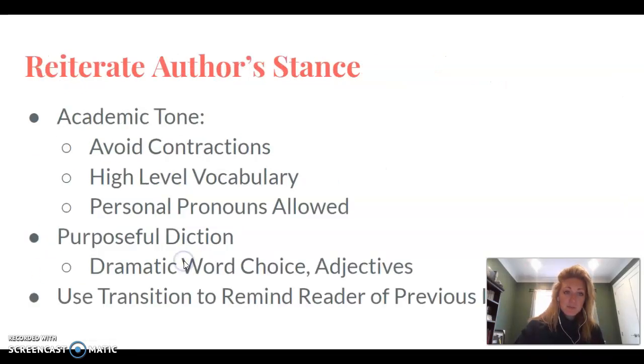Okay, moving on. Another way that you can add voice in your academic writing is by having or reiterating your own stance on the topic. This is argumentative in nature, so you want to always remind your reader, hey, I am for this change or I am against this change. And you can do that by having an academic tone and purposeful diction.